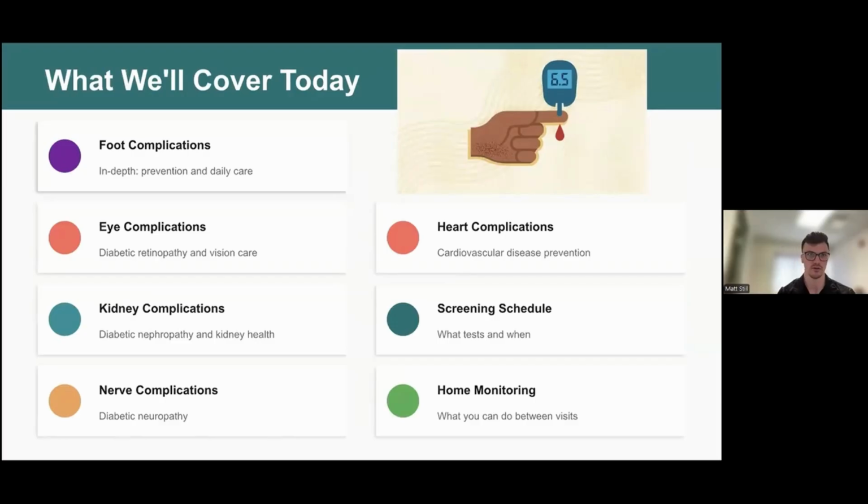So this is what we'll cover today. Definitely some foot complications, some eye complications, kidney, nerve, heart, and then we'll end it with some screening recommendations and what you can continue to do at home as well in between doctor's appointments.